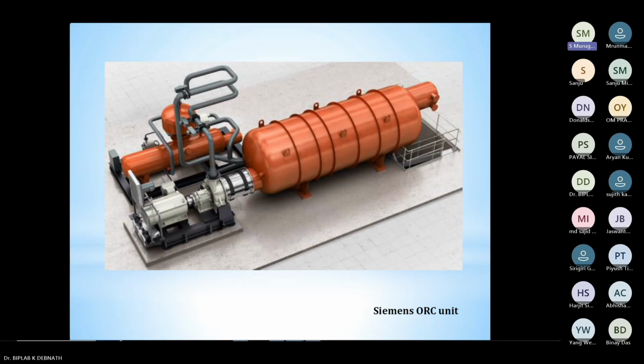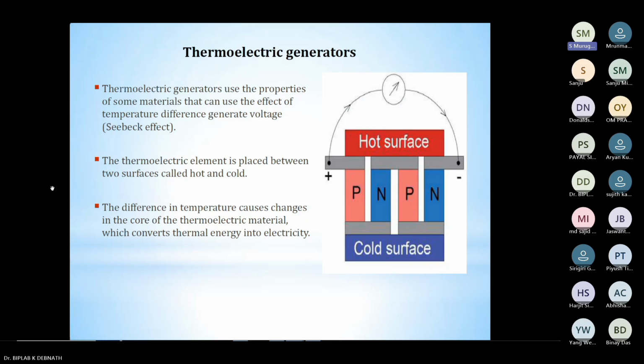Siemens company is one of the pioneers in manufacturing these organic Rankine cycle units that can be combined with waste heat recovery units. They can be combined with systems which produce or generate waste heat. So this kind of organic Rankine cycle unit can be combined with a fuel cell, even in automotive application.